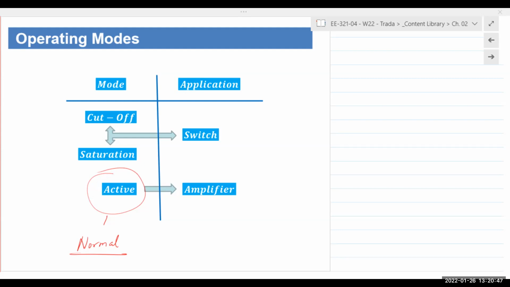And then the other 2 modes are cutoff and saturation. So depending on the biasing conditions, if both of the junctions are reverse biased, we say that the transistor is cut off. If both of the junctions are forward biased, then we say the transistor is completely saturated. As the name suggests, when it's cut off, there's no current flow. When it's in saturation, it's completely saturated, that's maximum current flow. And both of those modes put together, we can operate the transistor as a switch, which is another important application of a BJT or a transistor.